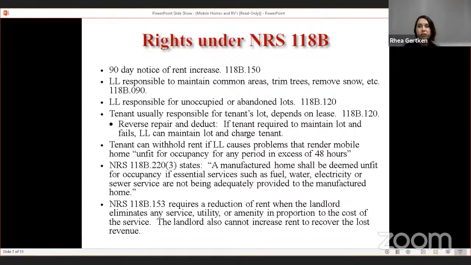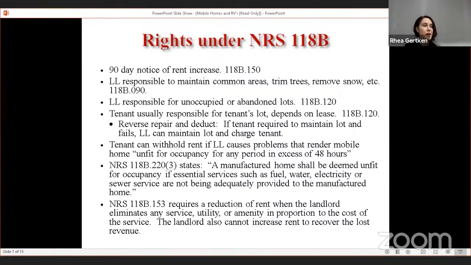Again, essential services: the landlord does have to maintain hookups for water, electricity, and sewer service. That has to be made available by the landlord. But the tenant's home also has to have the ability to hook up. So whose fault it is may come into play.